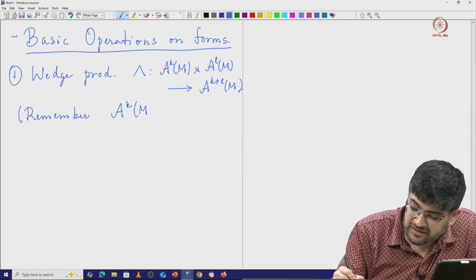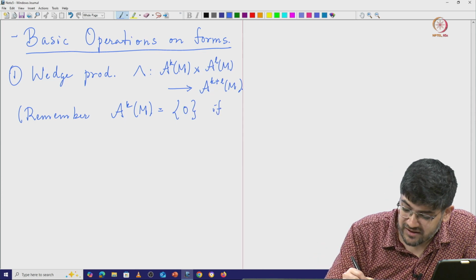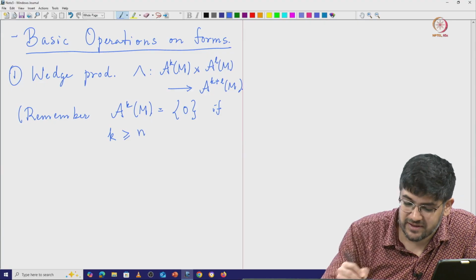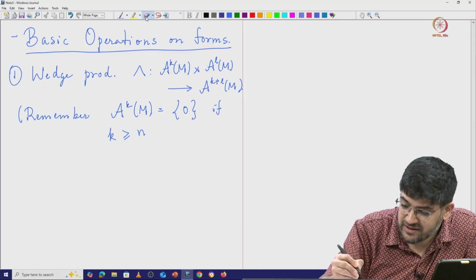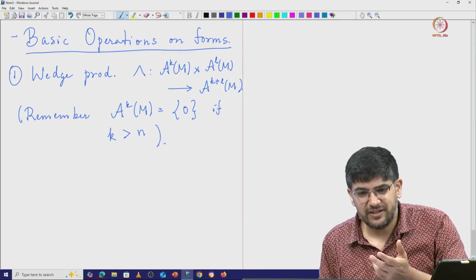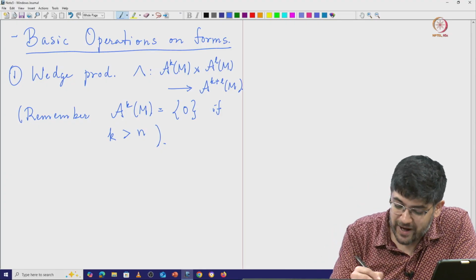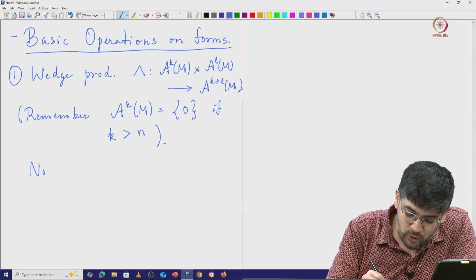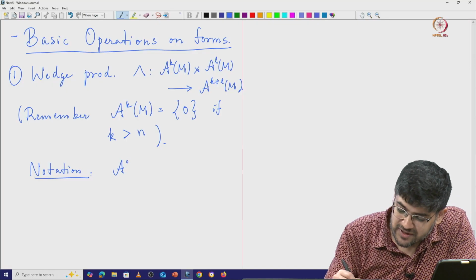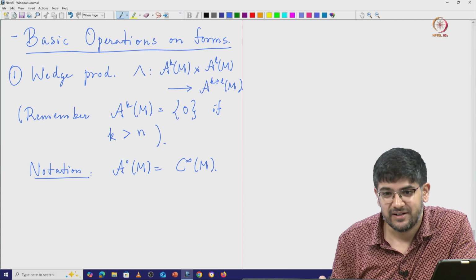that the set of k forms is trivial if k is strictly greater than n, right? So it actually makes sense to talk about k forms only when k is between 1 to n, and sometimes it's also convenient to talk about 0 forms. So a 0 form is simply a smooth function. Okay.